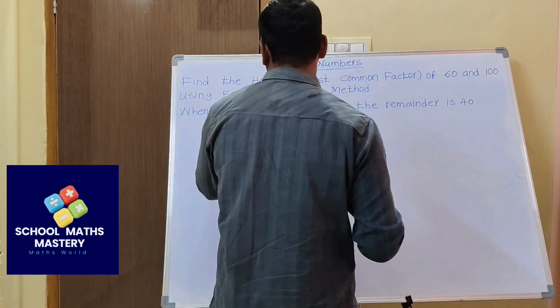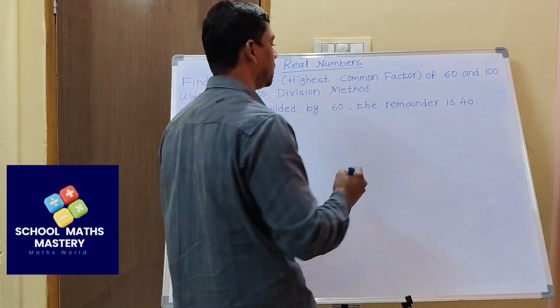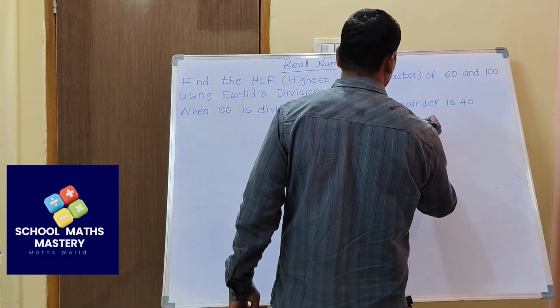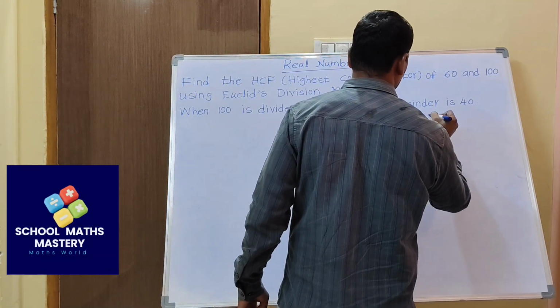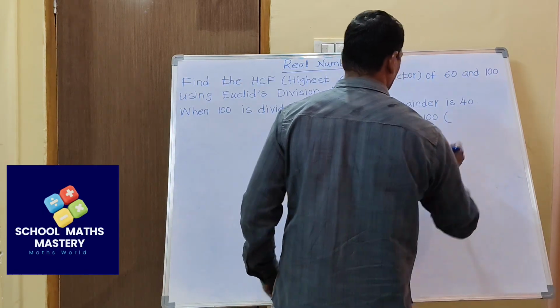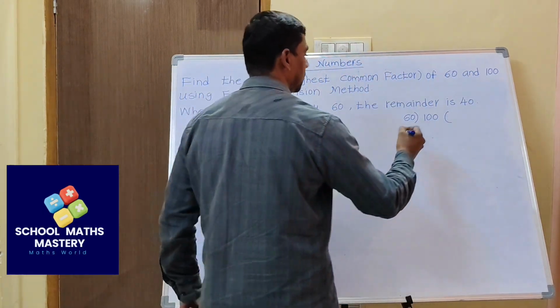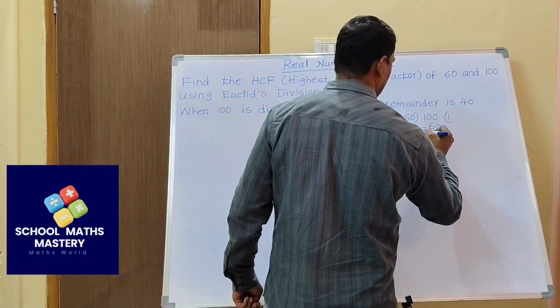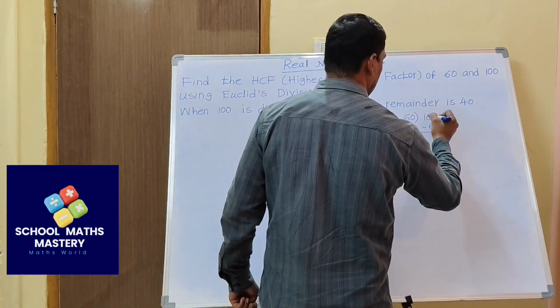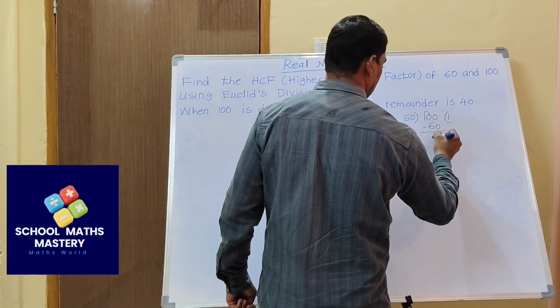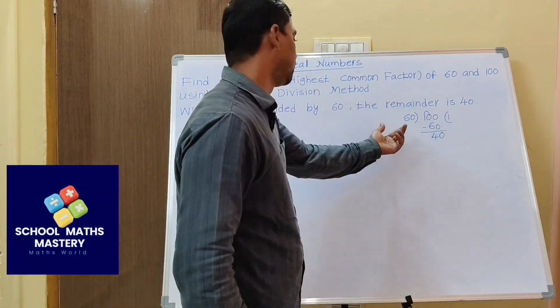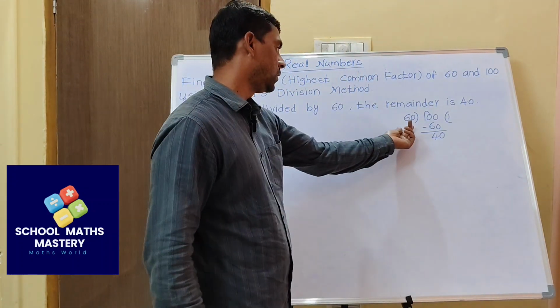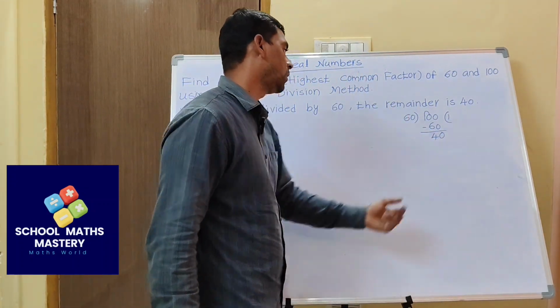Look here, 100 is divided by 60. 60 is the divisor, 100 is the dividend. 60 ones are 60, 100 minus 60, borrowing, 10 minus 6 is 4. 100 divided by 60, the remainder is 40.